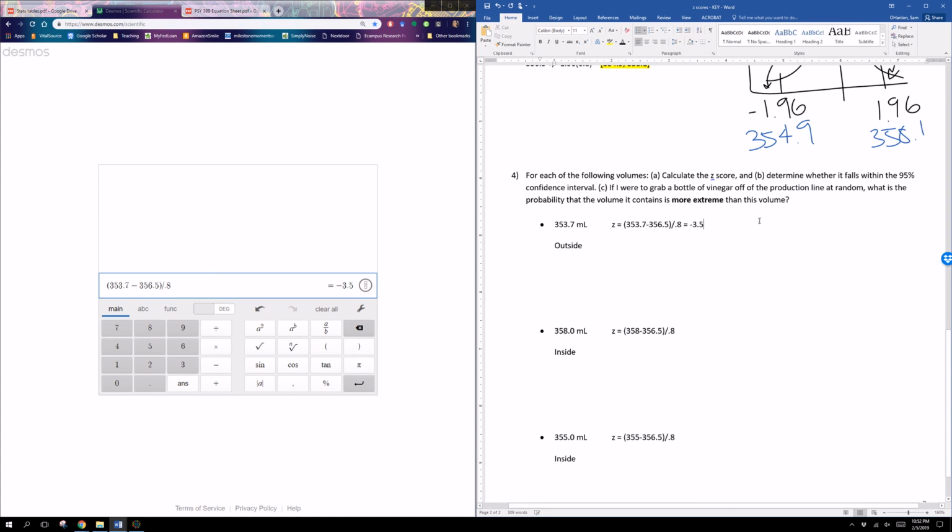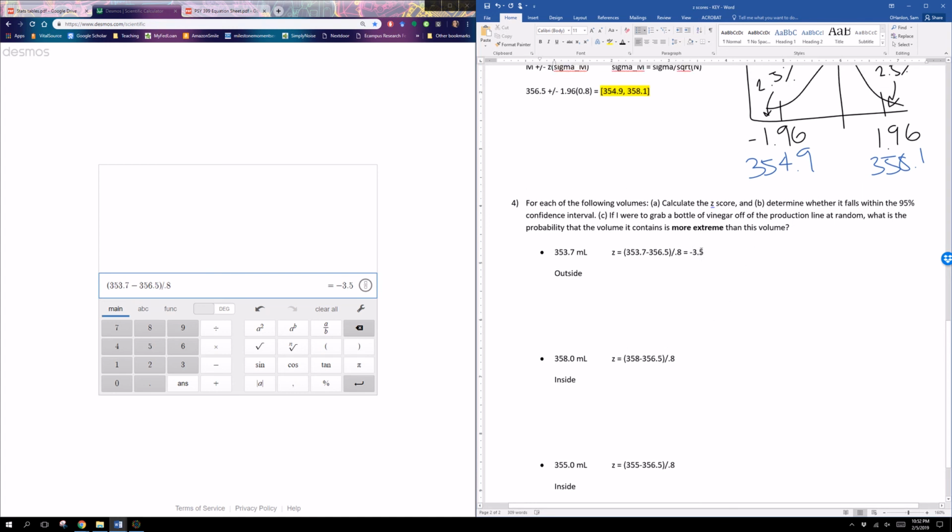Okay. Now this z-score makes sense because negative 3.5 is more extreme than negative 1.96, and we said that this one is outside of the confidence interval. So for the raw scores, we're looking at blue. It's outside these two values. For the z-scores, we're looking at black. It's outside those two values. Okay. Next one.